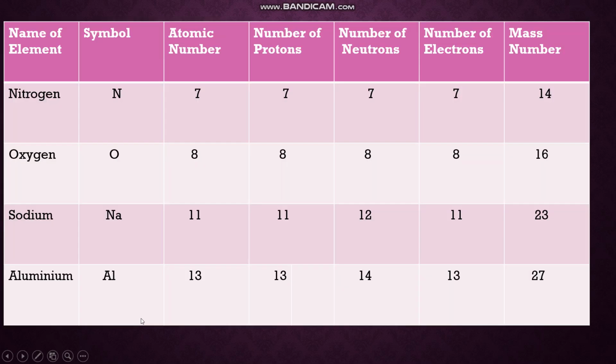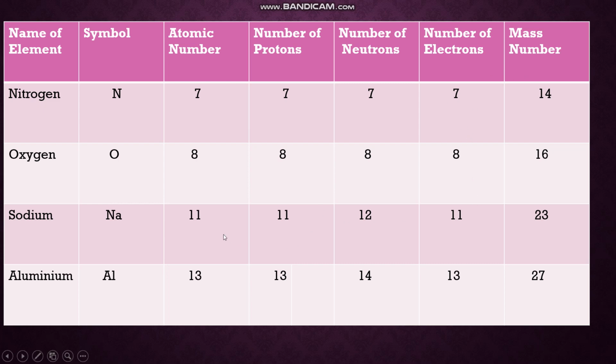So using this, you will get some questions. You will get a table, and you will be asked to find out the missing values. Any two columns will be filled. For example, here for sodium, the atomic number and number of neutrons are given. You have to find out the number of protons, number of electrons and mass number.